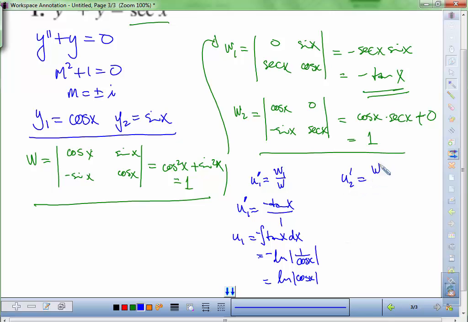U2 prime is W2 over W, and that's just equal to 1, isn't it? W2 is 1, W is 1, so U2 is going to be the antiderivative of this, which is just going to be x.